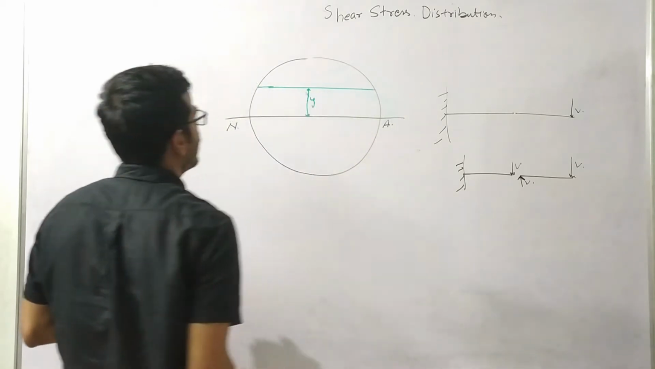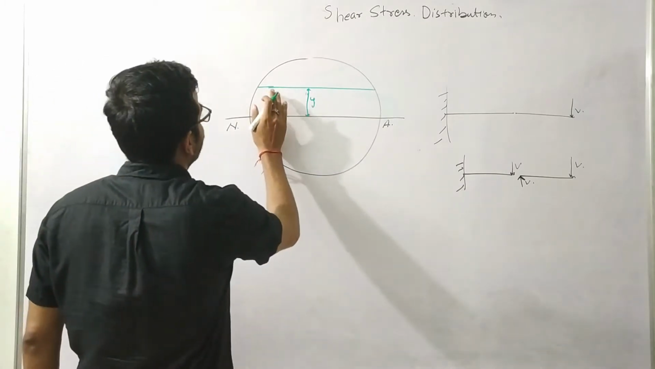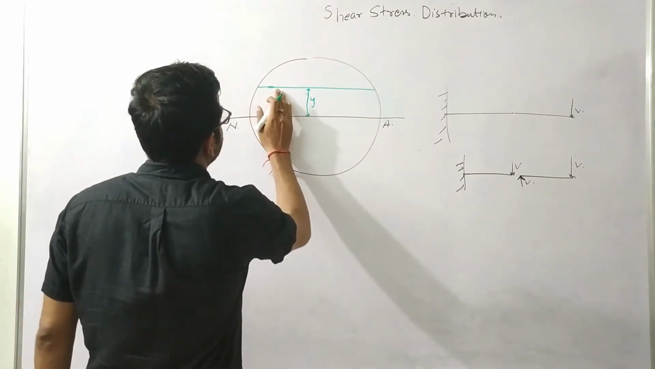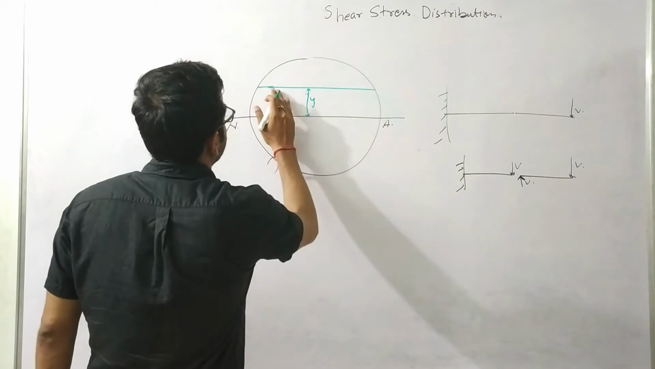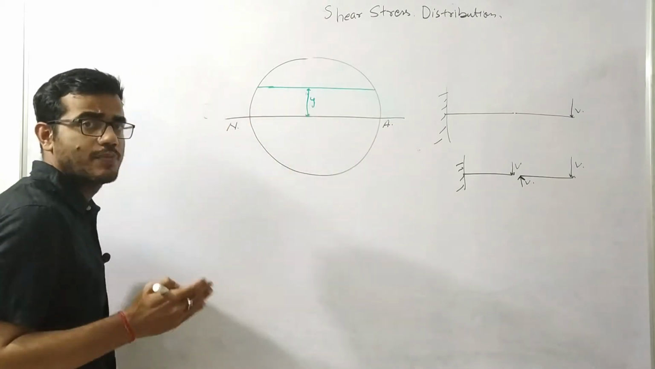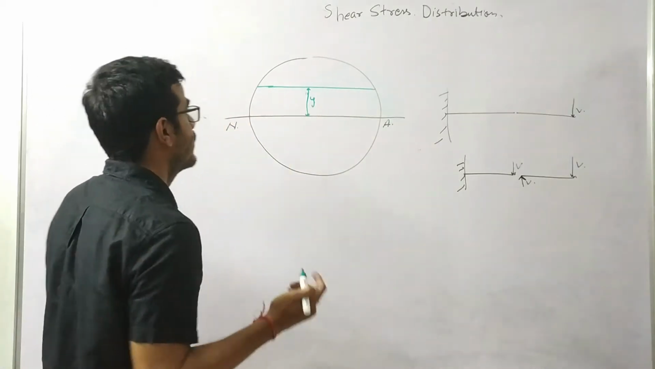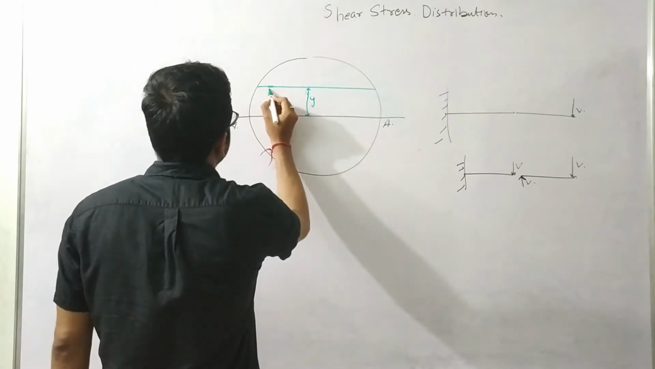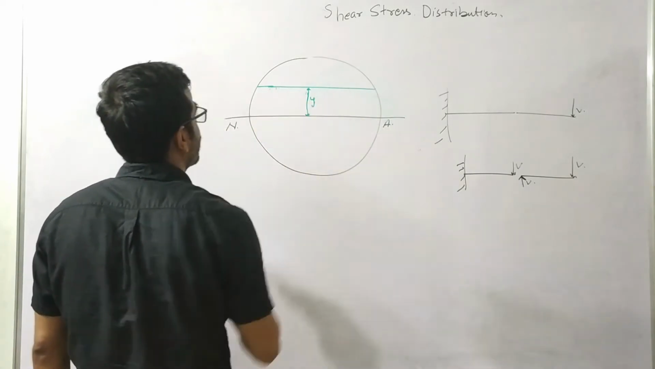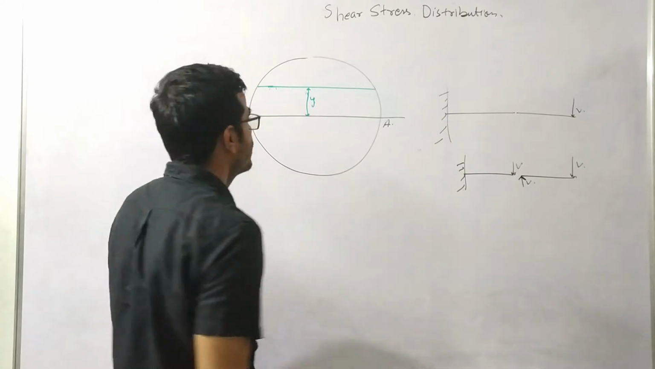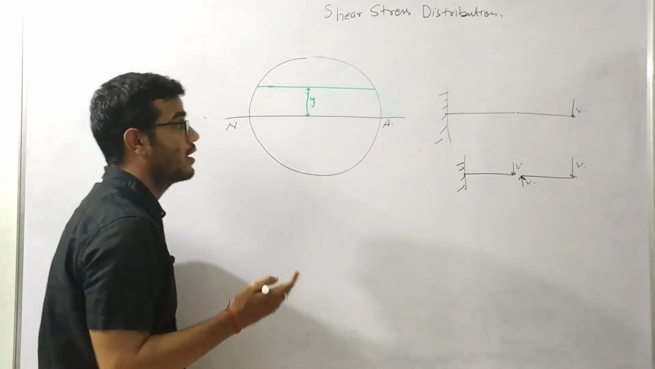now I need to calculate the shear stress. What will be the vertical shear, or you can say the horizontal shear, because the horizontal and vertical shear are complementary, so both values are equal. What will be the value of shear stress at this point? That I need to calculate in terms of y and check how it varies across the depth.